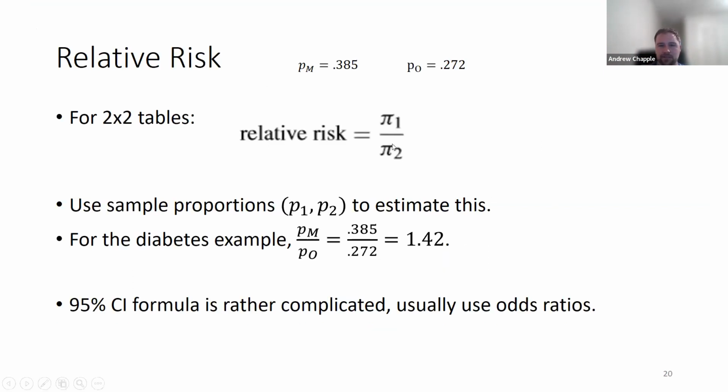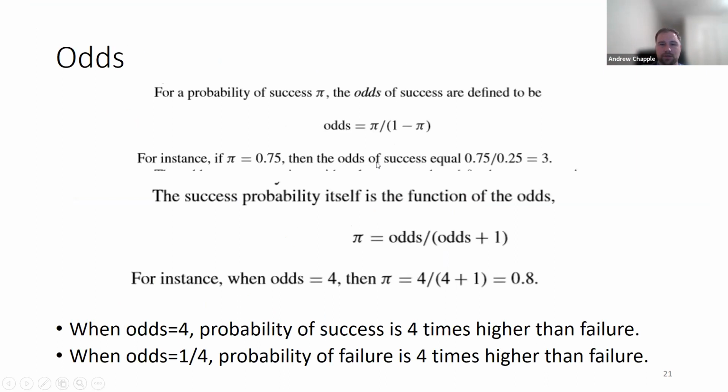And the confidence interval for this is kind of complicated, so people usually use odds ratios. The odds of success would be pi over 1 minus pi. It's not really like odds in terms of betting, at least from American sports books. For European sports books, it's the same kind of thing. And then you can get the probability from this transformation here. So when odds is equal to 4, that means the probability of success is 4 times higher than failure. When odds is equal to 1/4, that means the probability of failure is 4 times higher than success.